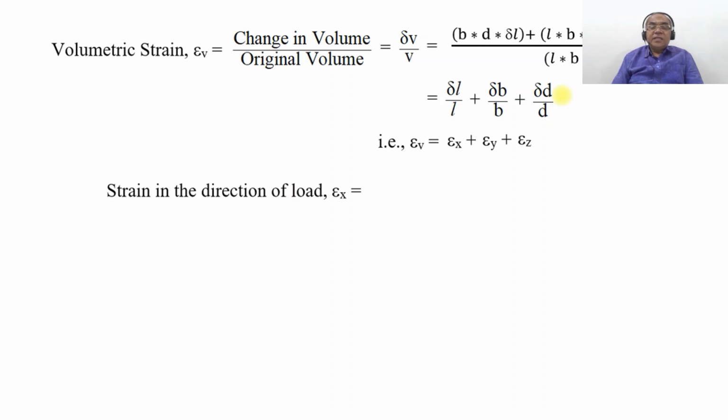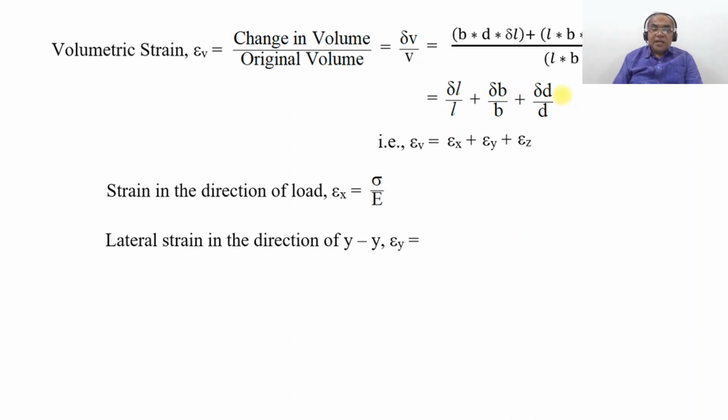What is the strain in the direction of load, which is epsilon X? In the X direction, it is sigma by E. Sigma by E is stress by strain, the Young's modulus. According to Hooke's law, what is Young's modulus? That is stress by strain within the elastic limit. So since we want the strain, it is sigma by E.